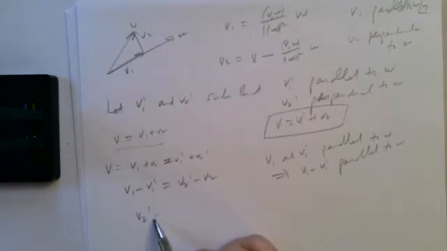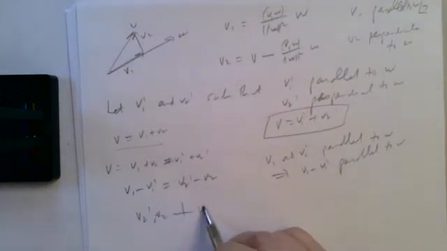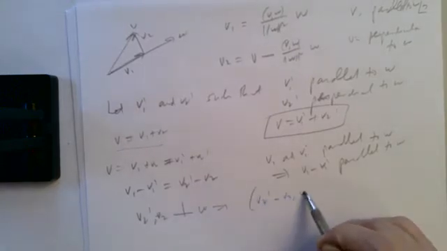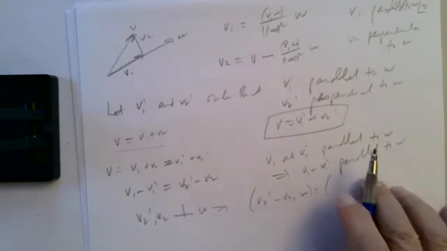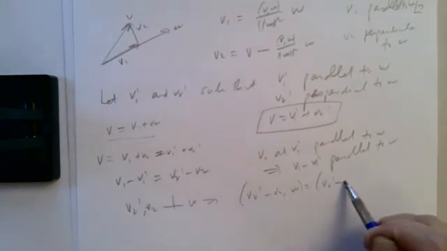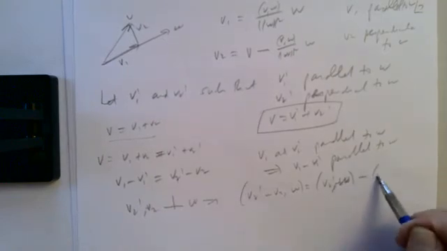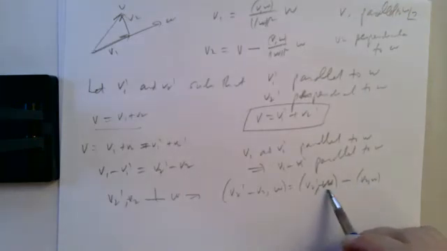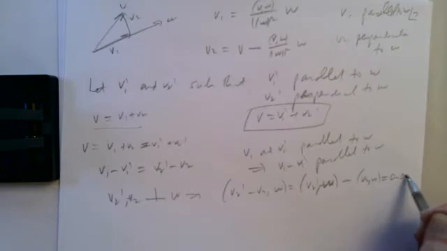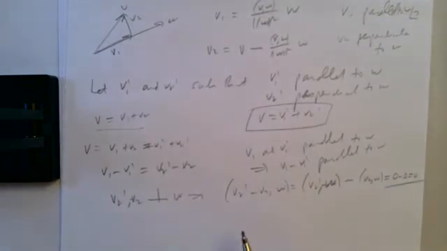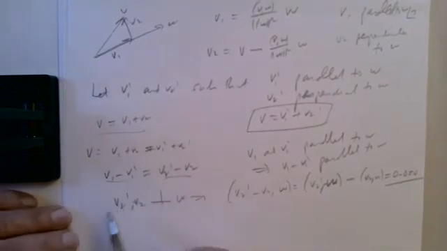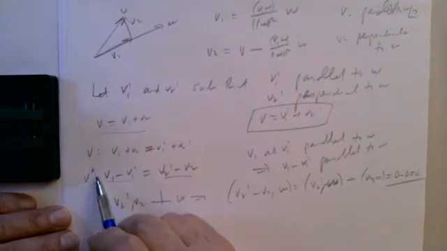And V2 and V2 prime perpendicular to W means that the inner product of V2 prime minus V2 and W, again by bilinearity, is the inner product of V2 prime and W minus the inner product of V2 and W. But each of V2 and V2 prime are perpendicular to W, so each of these inner products is 0, and 0 minus 0 is 0. So I have two vectors, but they're the same. So let me just call this maybe V star.